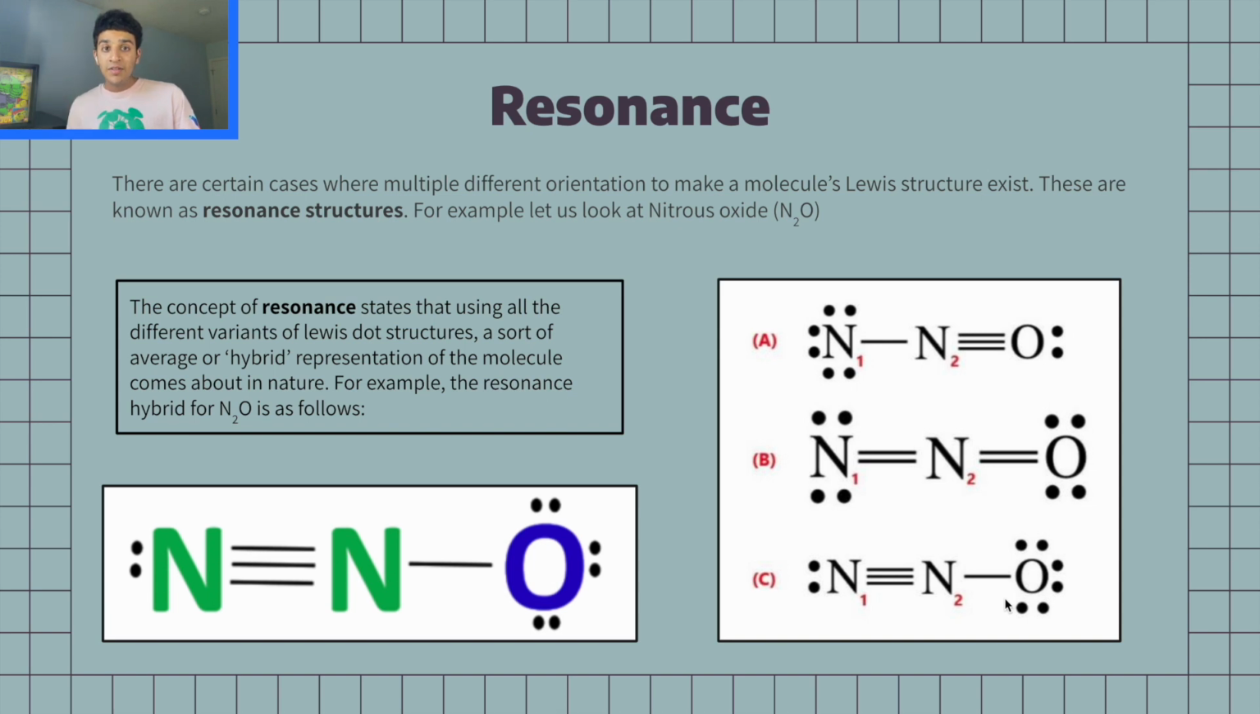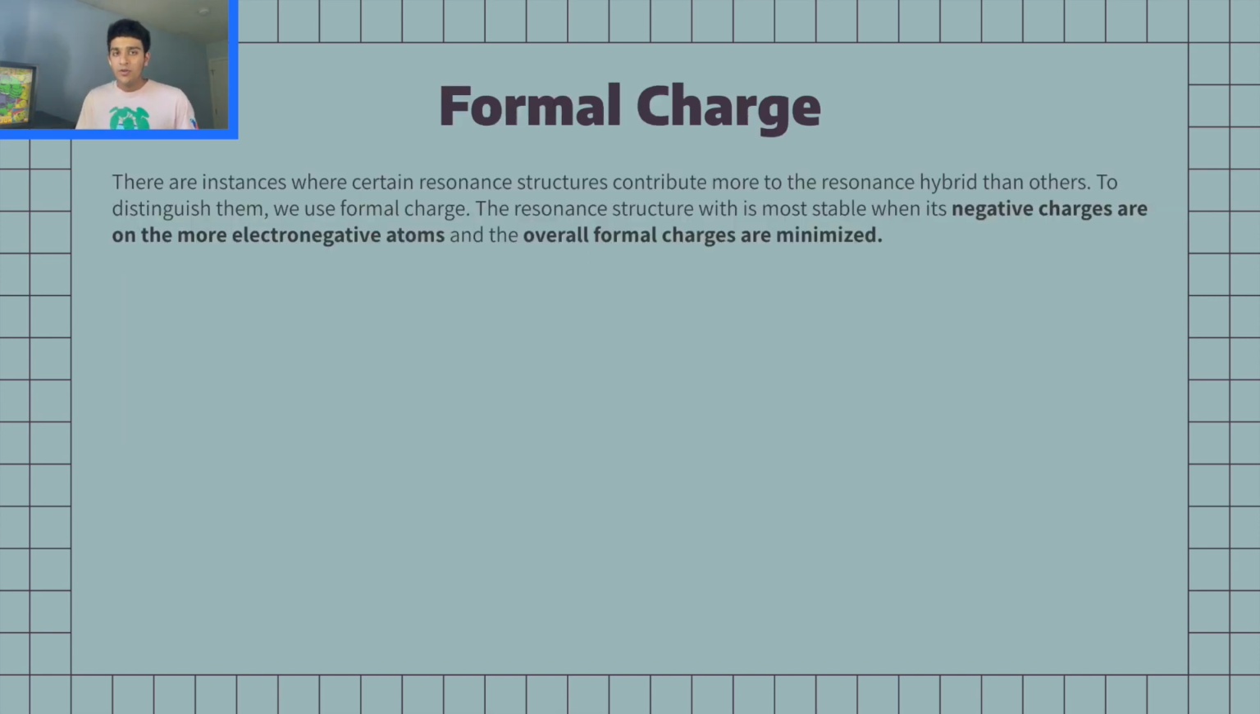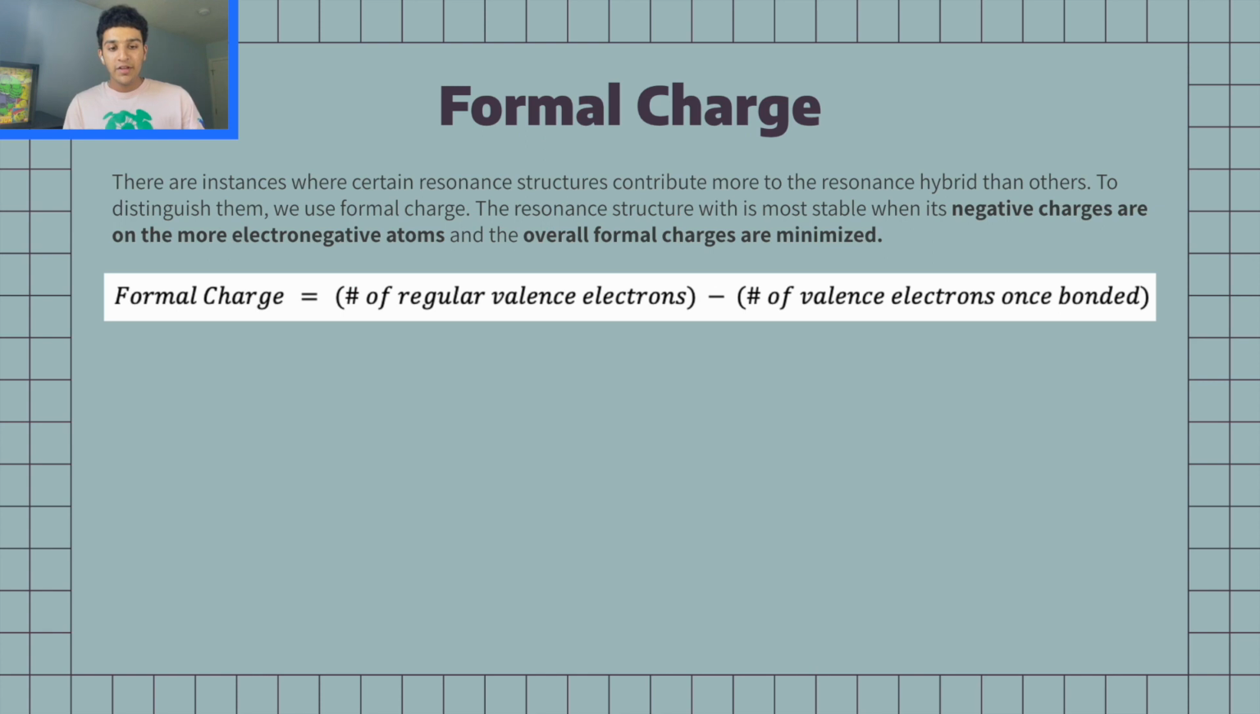And in order to determine the stability of each specific Lewis structure, we use a concept known as formal charge. So what we do in formal charge is we use this formula, which is the number of regular valence electrons minus the number of valence electrons once bonded, to calculate the charge of each specific atom within each specific Lewis diagram. And what you want is for a diagram to have the least amount of charge. So you want it to have 0 charge on each atom, and that one's going to be the most stable. Now, let's say you have 2 Lewis dot structures that you're comparing, right?